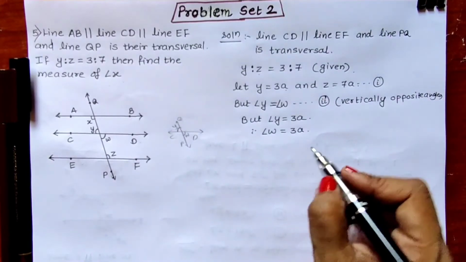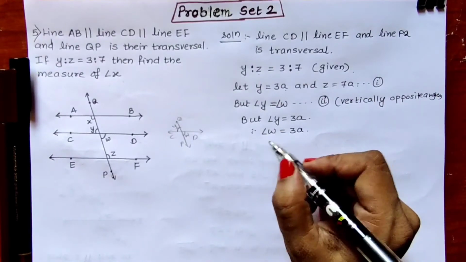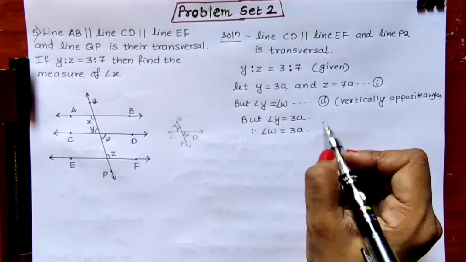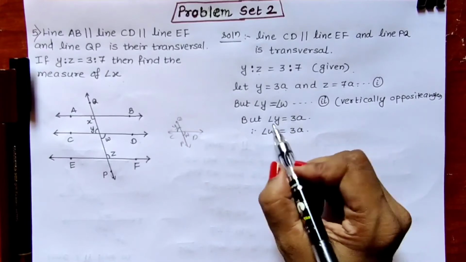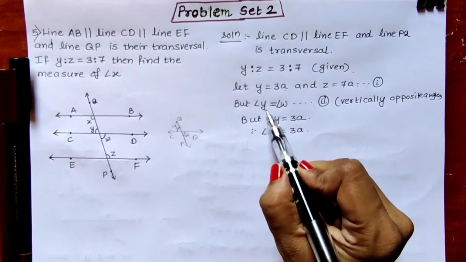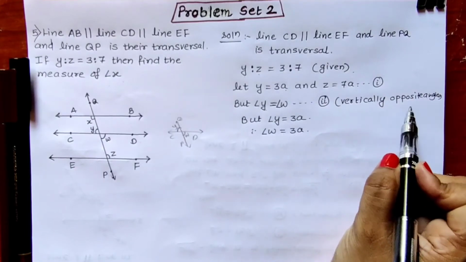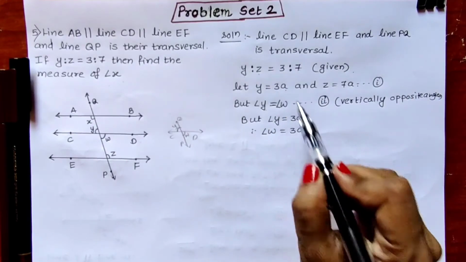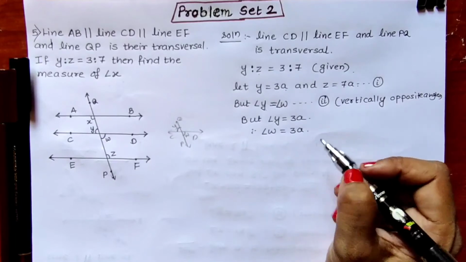We should not write any equation number here, we don't require it. Angle Y is equal to angle W because they are vertically opposite angles. Angle Y is 3A and that's why angle W will also be 3A.